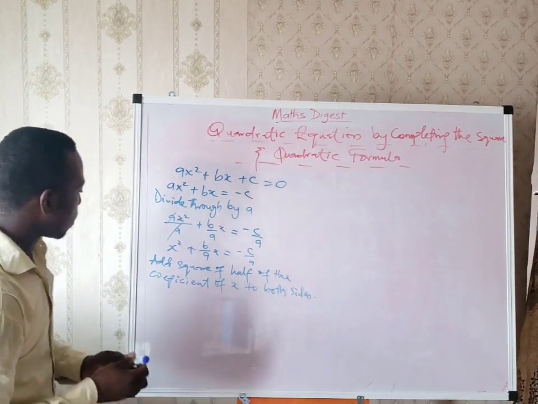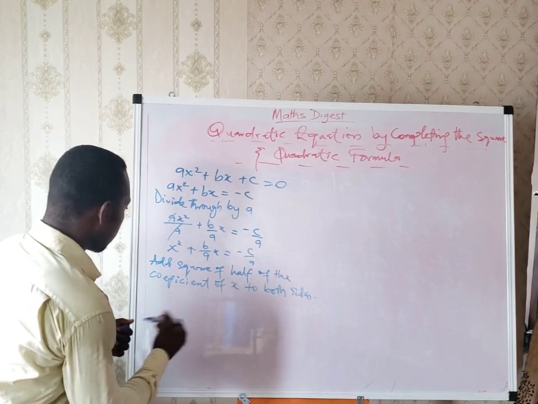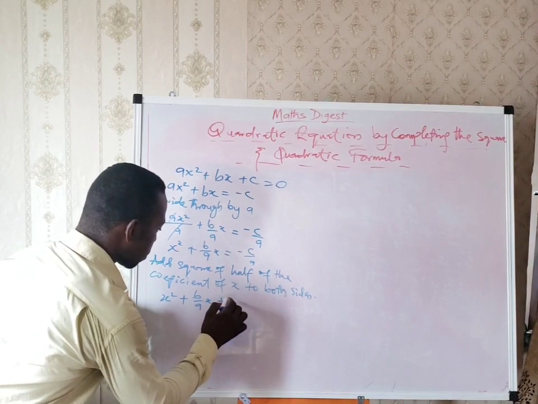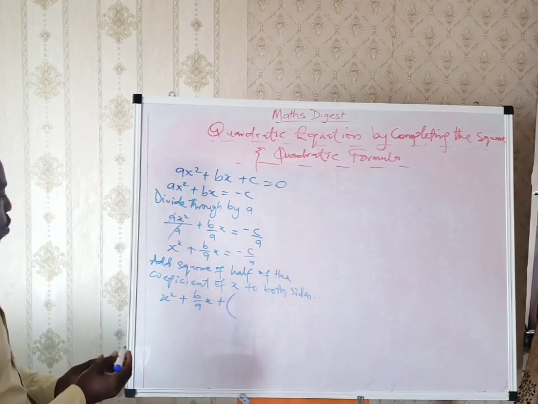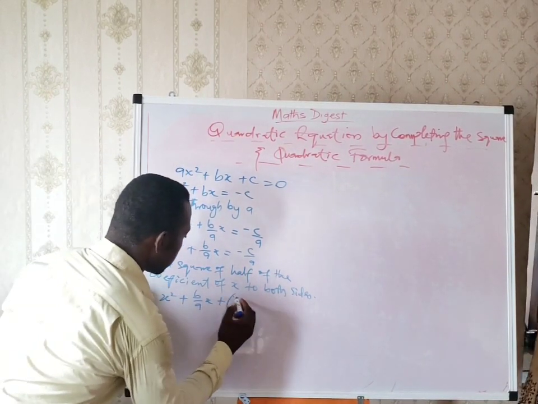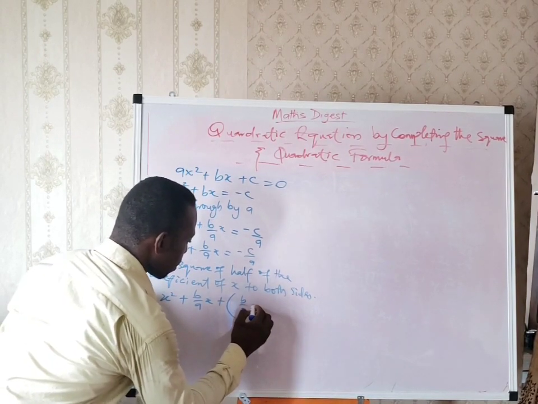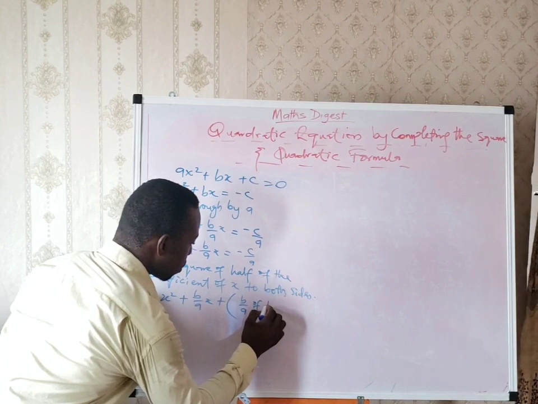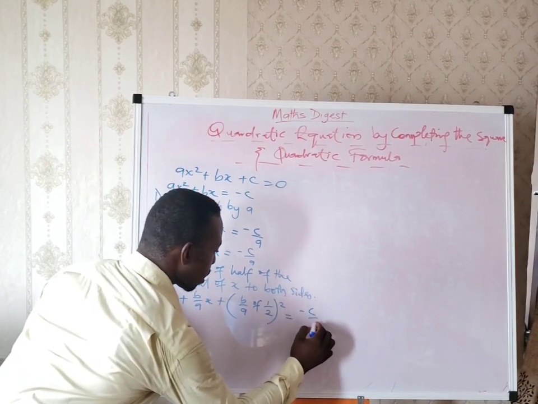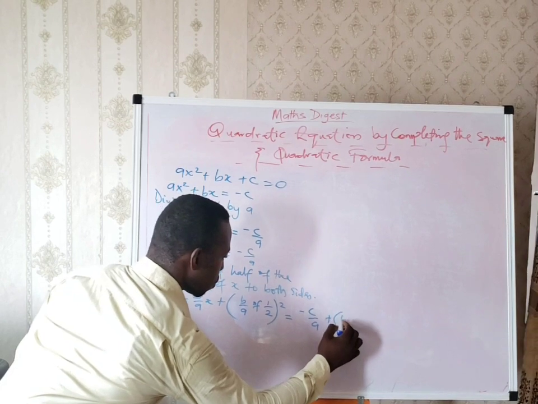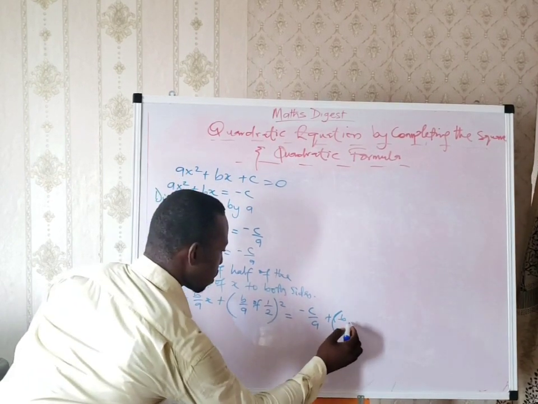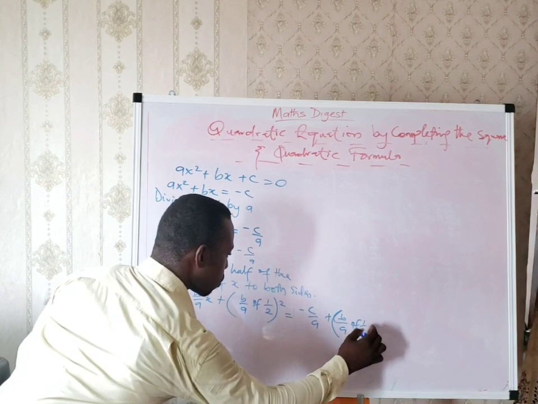Which means x squared plus b over a x plus, now this is what we want to add, the square of half of the coefficient of x. The coefficient is b over a, times 1 over 2, equal to minus c over a plus, you still retain this here because we add it to both sides, b over a times 1 over 2 raised to power 2.